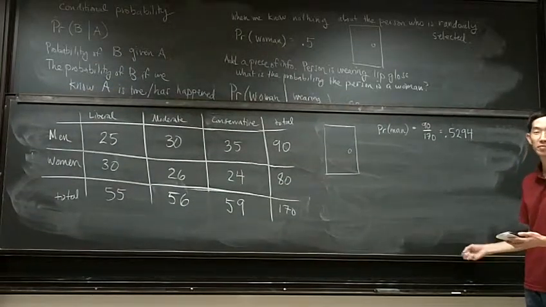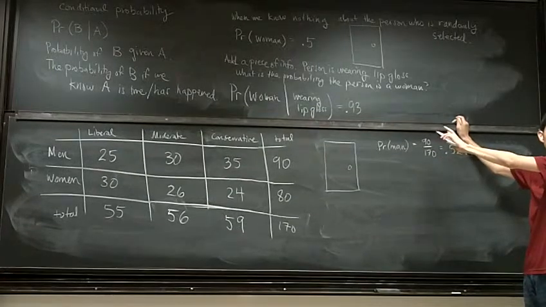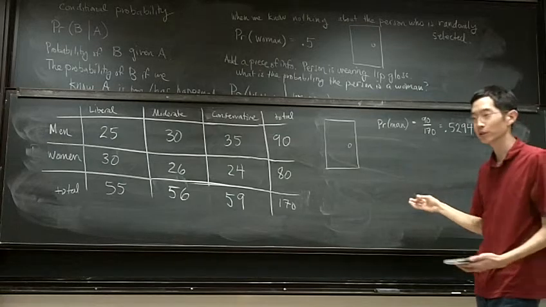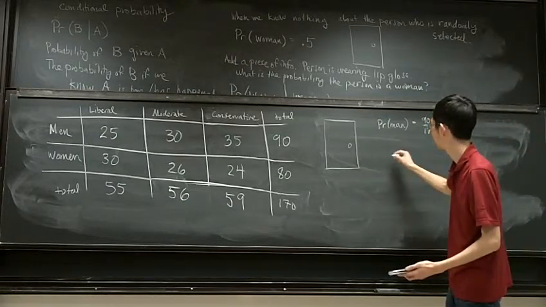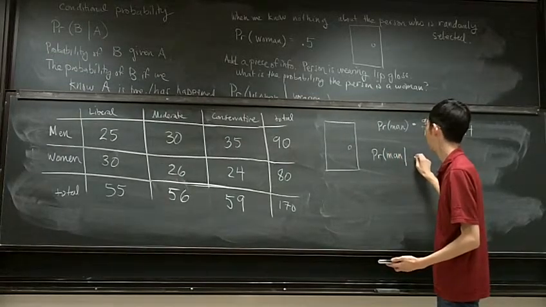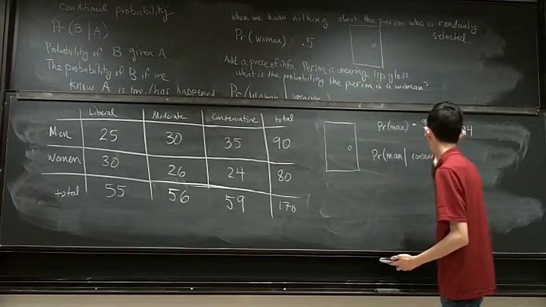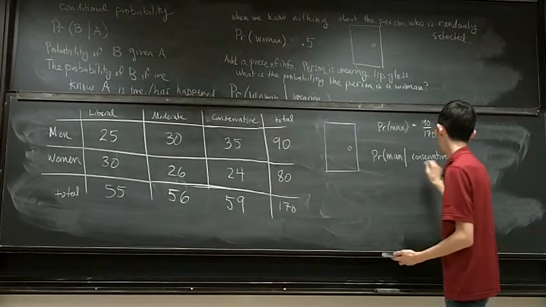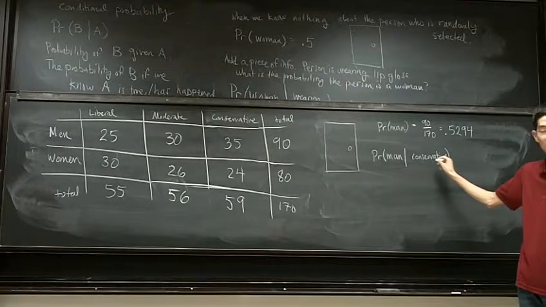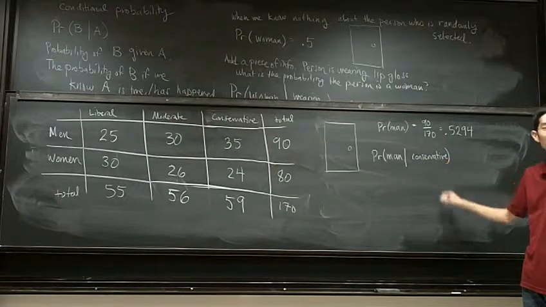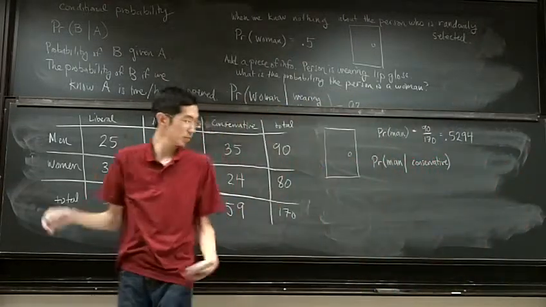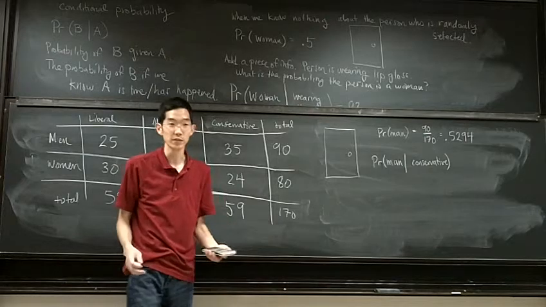Is that okay? Do we all get everything up here already? Alright, so now I'm going to put in a condition. Before we try to answer this question with a number, what is this thing saying? It's a man kid. So if we say probability, we would say probability of man given conservative.